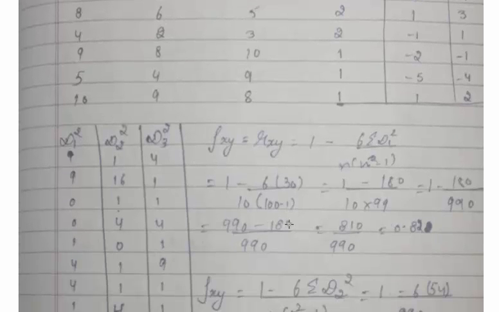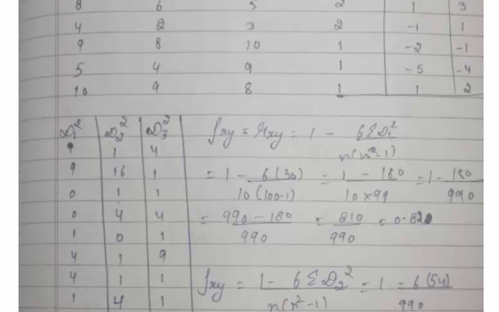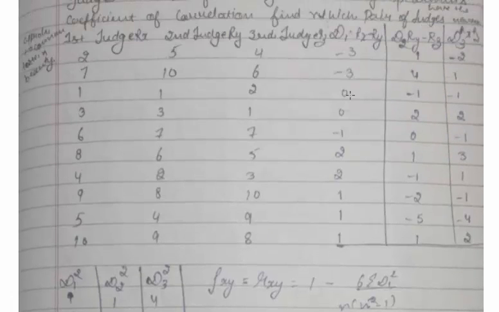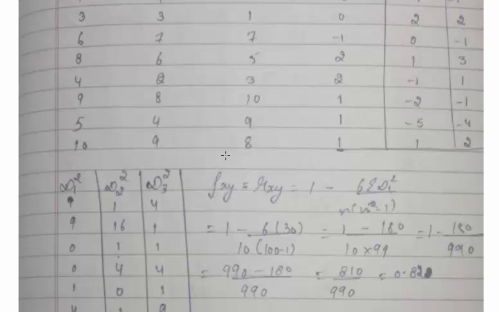So then we find D1 square, D2 square and D3 square. First, D1 square: 9, 9, 0, 0, 1, 4, 4, 1, 1, 9. We know that D1 square is obtained by squaring each of these terms. Similarly, we find D2 square by squaring each of these terms, and D3 square is obtained by squaring each of these terms.